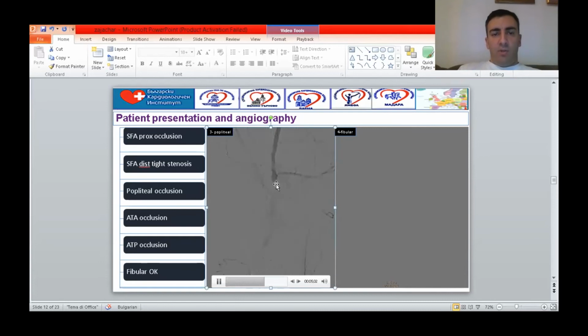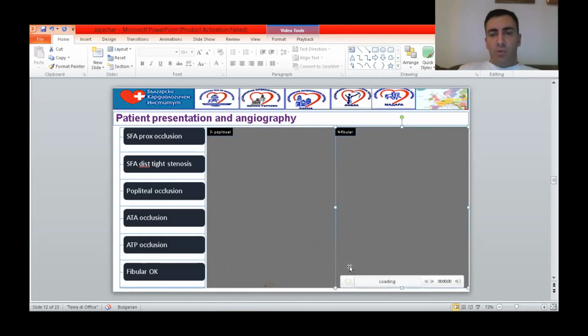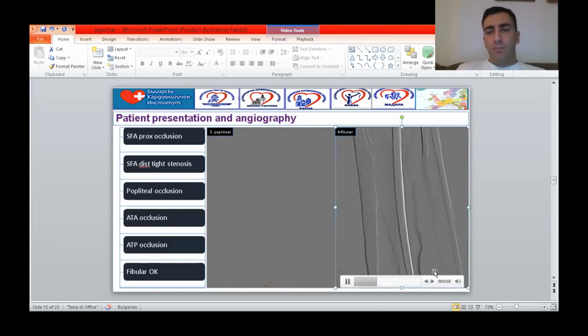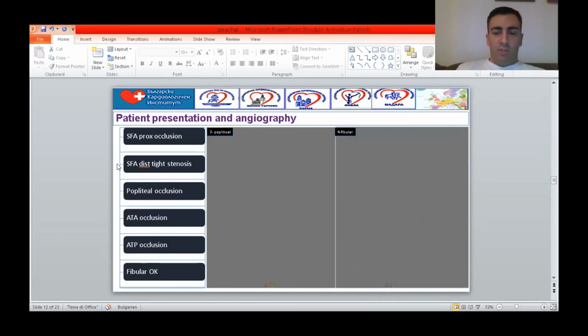You can see here short of occlusion of popliteal artery and one big collateral. And below the knee, only fibularis patent. Anterior tibial and posterior tibial are occluded. This is fibular. On the left, you can see posterior tibial, and we cannot see anterior tibial artery in this picture.